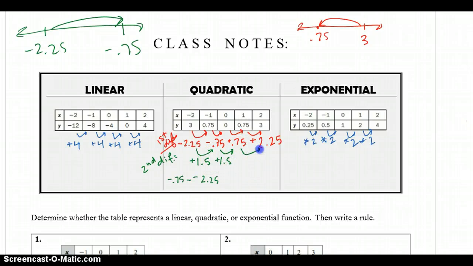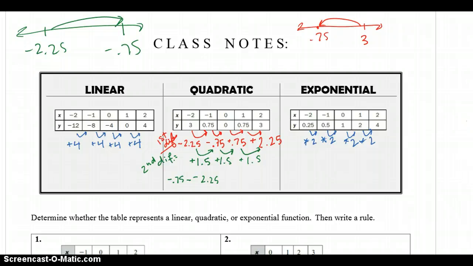What do you think the difference is between positive 0.75 and positive 2.25? 1.5. So if we plug into our calculator 2.25 minus 0.75, the difference there is 1.5. So we're adding 1.5 to get from 0.75 to 2.25. So our first difference isn't the same every time, but our second difference is the same every time.